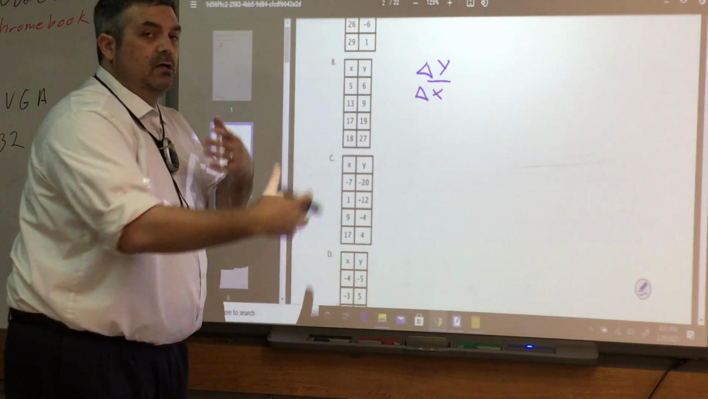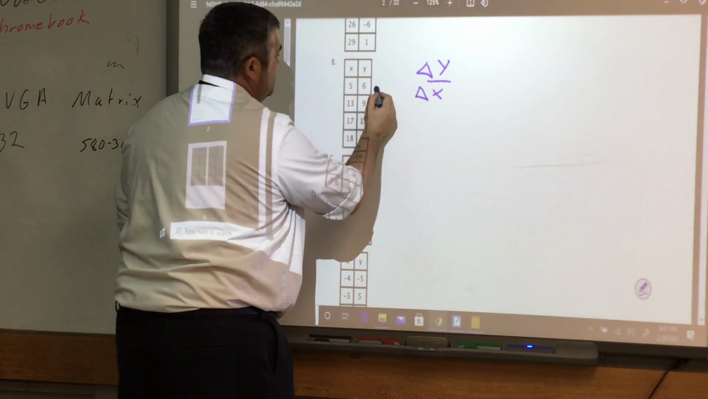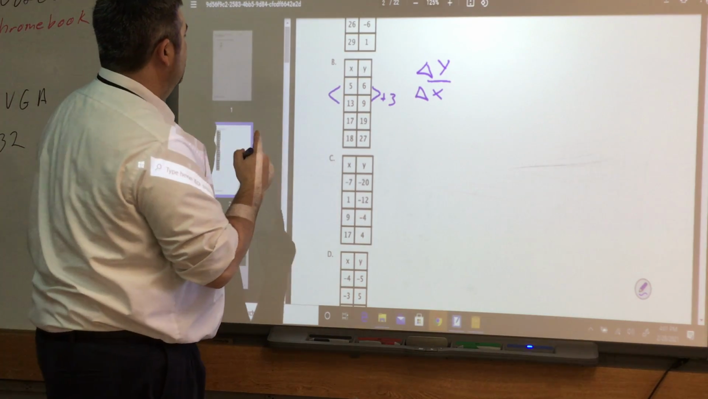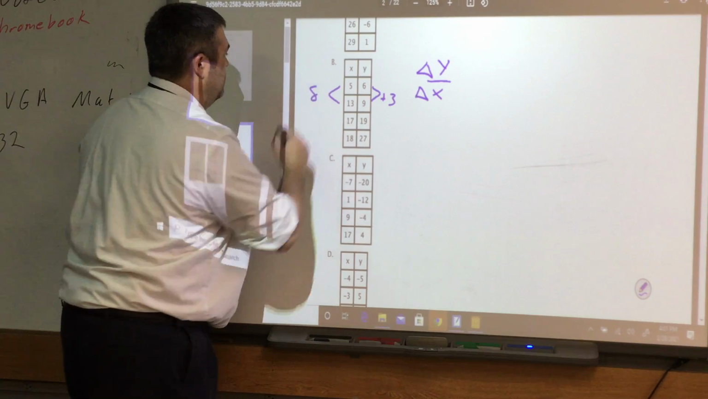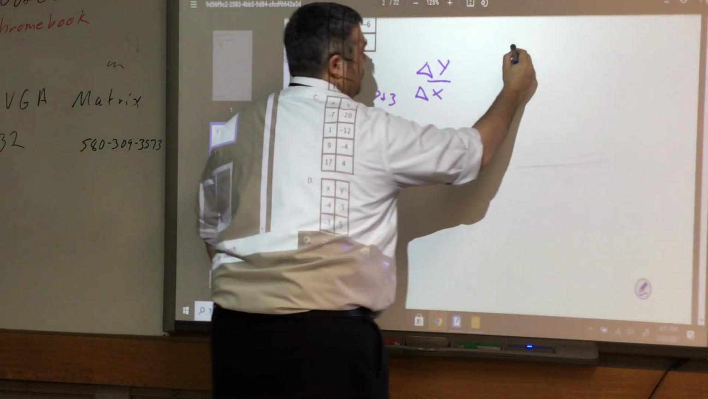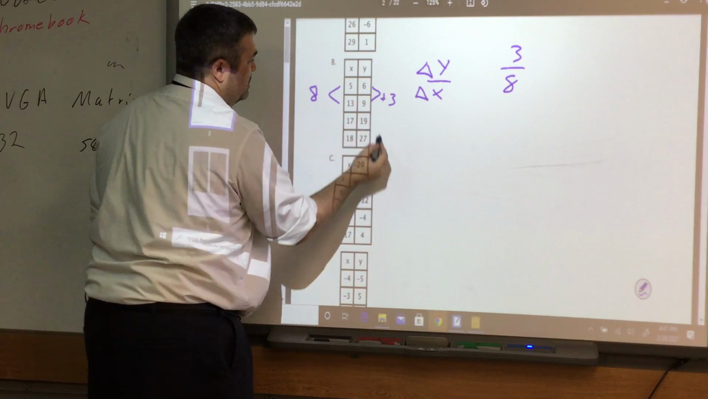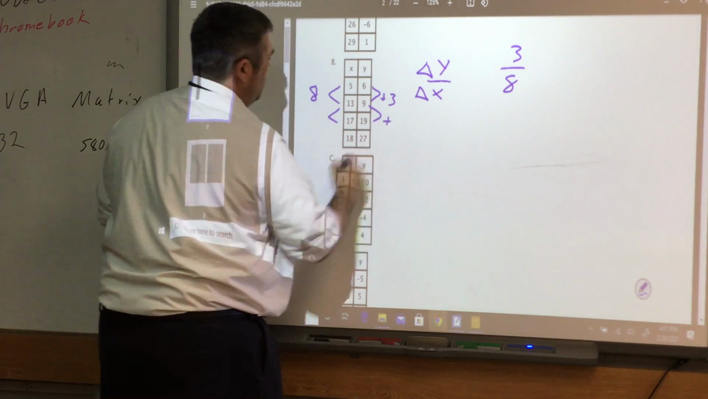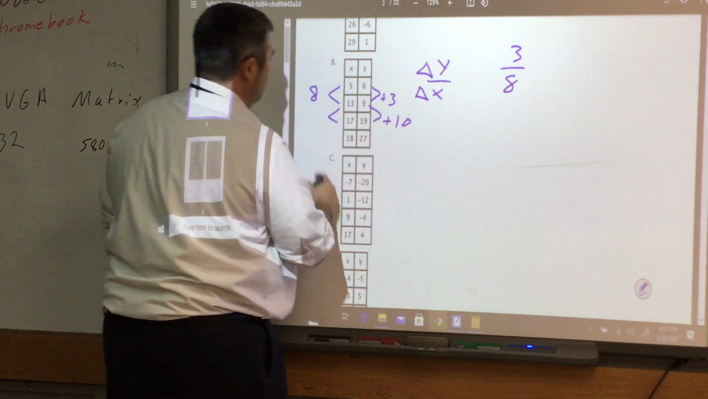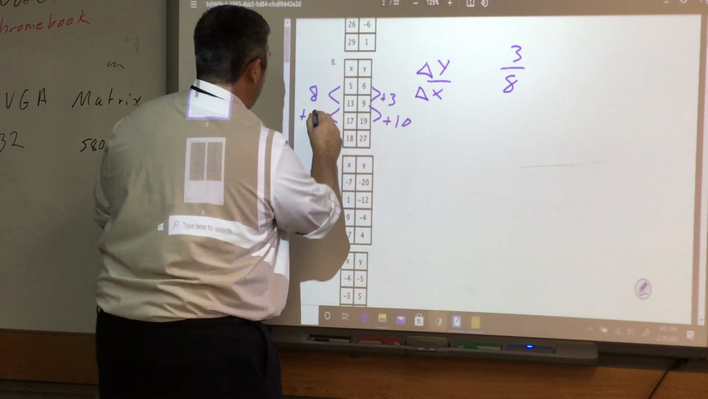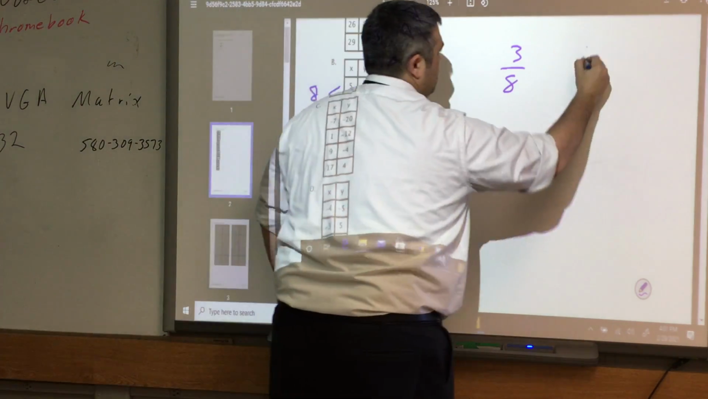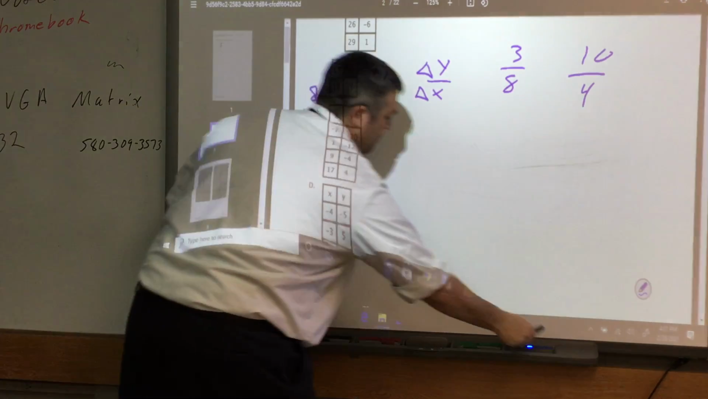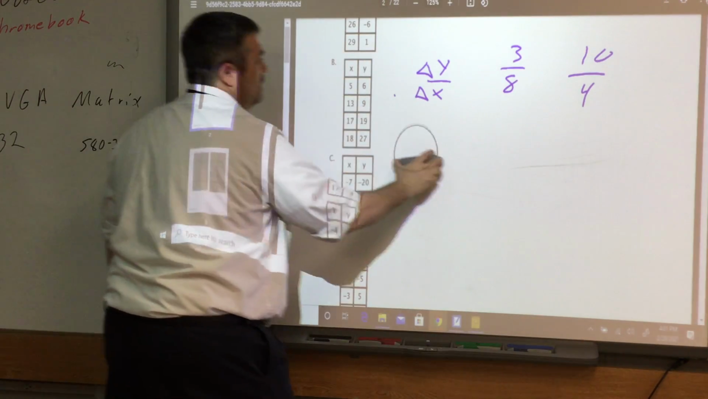Again, we're looking for this constant rate of change in between here. Okay? The change between these, plus 3, change between these, 8. So you got 3 over 8. Now we're going to do the same thing. Here to here, here to here. Okay? Plus 10, plus 4. Then I'm going to put that 10 over 4. Wait, that doesn't work either. So I can cross that one out. That one doesn't work. Okay, so we don't like that one.